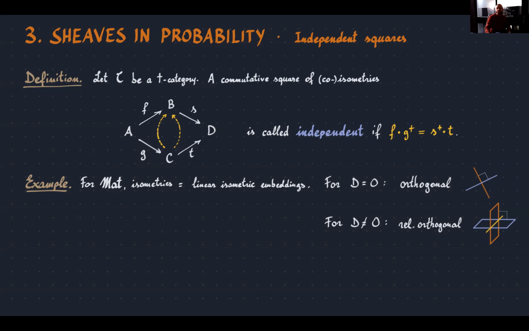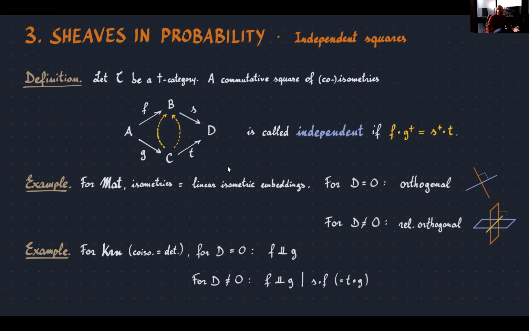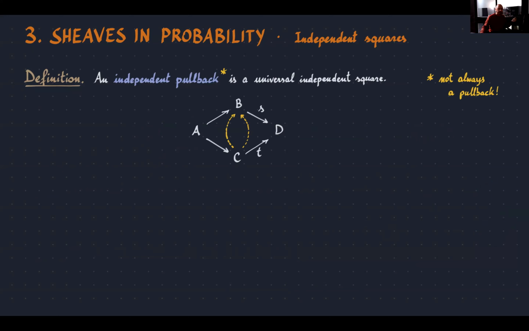If you do this for Kern, for d equals 0, you get exactly that these two random variables are independent in the probability sense. And if d is non-zero, they're conditionally independent given either one of these two paths, the intersection basically, given the common path here. So you see, independence and conditional independence are like orthogonality and relative orthogonality. It's the same categorical property, which is also the same as Bakshi-Vallée. Now, an independent pullback is such a square except universal.